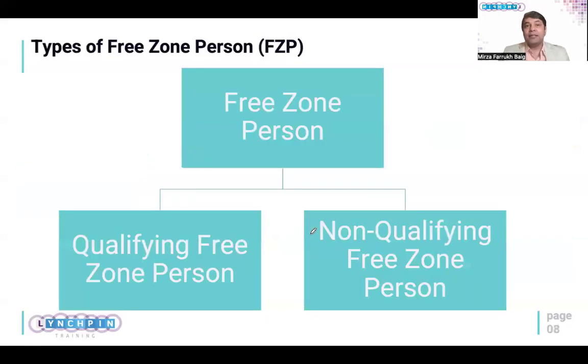Next, we need to understand the types of free zone person. In this case, we have two types. The first one is the qualifying free zone person, and the second one is the non-qualifying free zone person. Throughout this session, we will be speaking about those who are qualifying free zone persons, so it will be QFZP. All the free zone tax regime is applicable only to these entities.